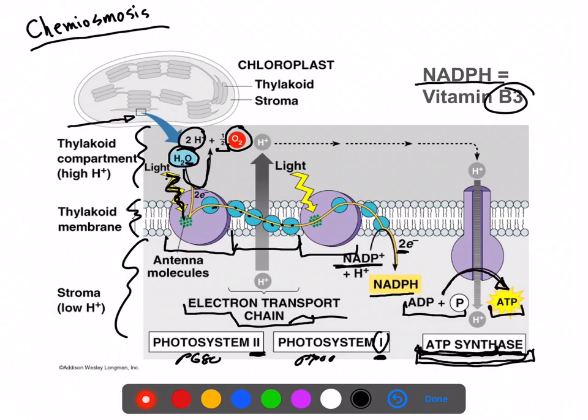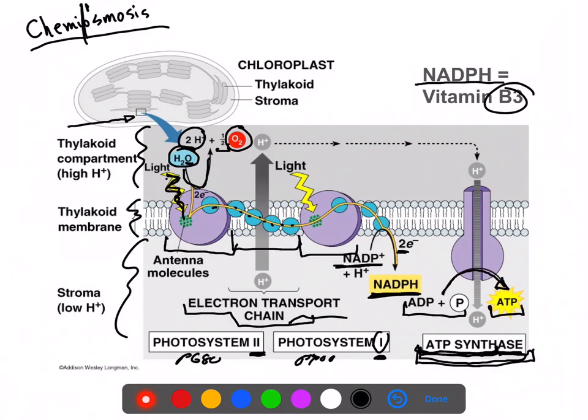If I ask you what becomes of water, you will say oxygen and acid is produced. I will also ask you who is the last one to pick up the electrons, and you are going to say that's NADP+. And when I ask you what becomes of NADP+, you're going to say it becomes NADPH. That's all that we learned in the previous slide.